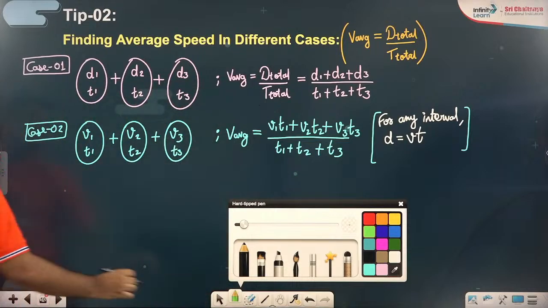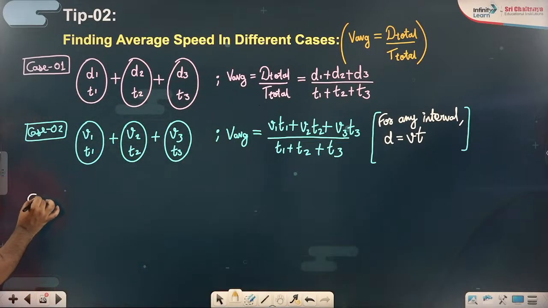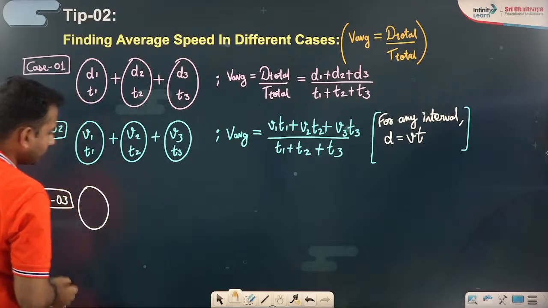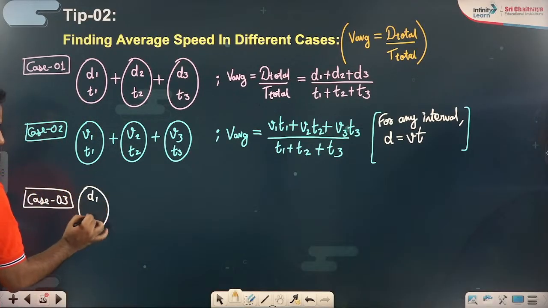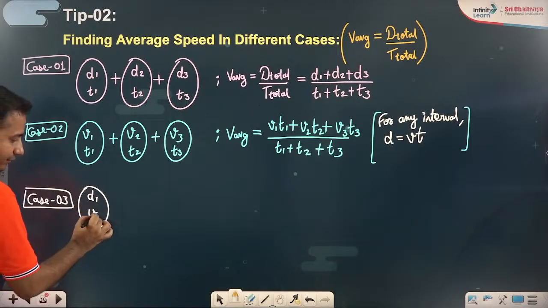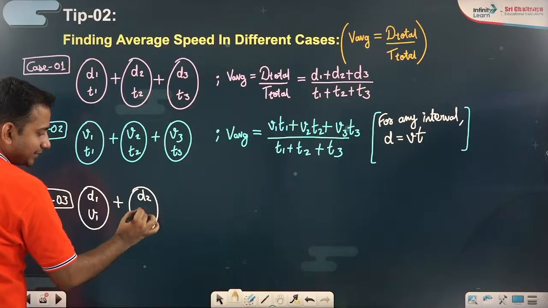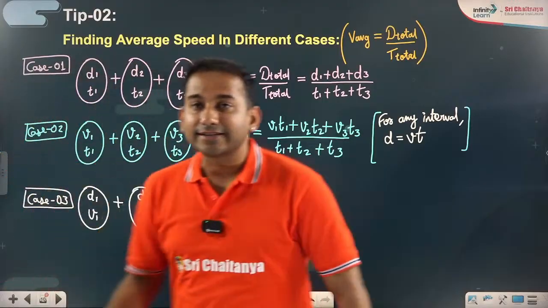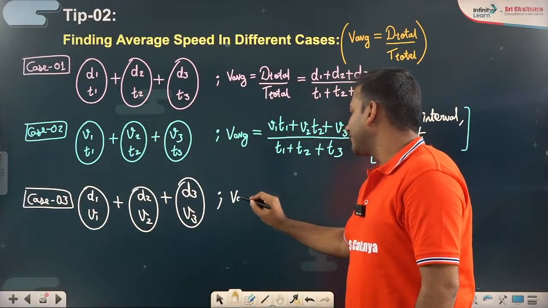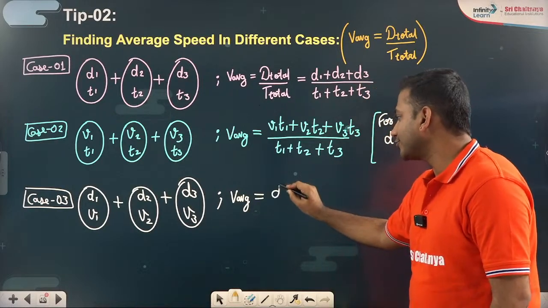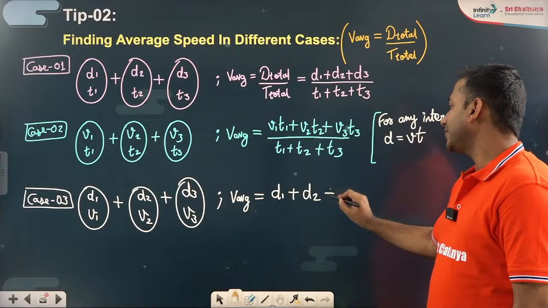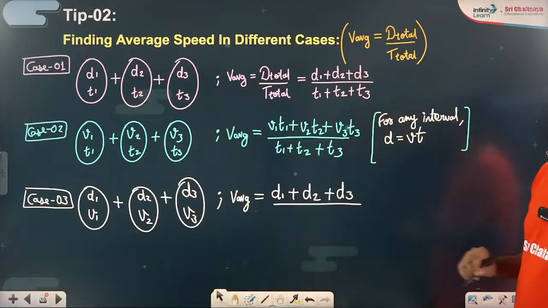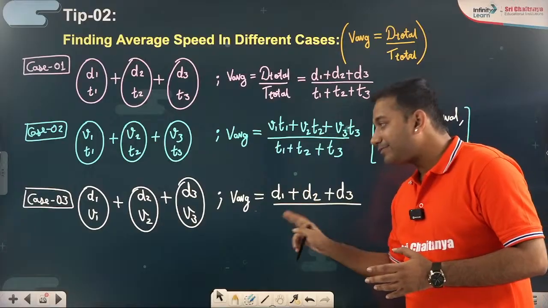Let's talk about another one. Case 3. It's again a modified version. For the first interval, the particle covers a distance d1 with v1 speed. Then the particle covers a distance d2 with v2 speed. Then the particle covers a distance d3 with v3 speed. And then they ask you, tell me the average speed. Average speed will be given by, this time, what is known for us? Distances are known, d1 plus d2 plus d3. And what is not known for us? The times are not known.